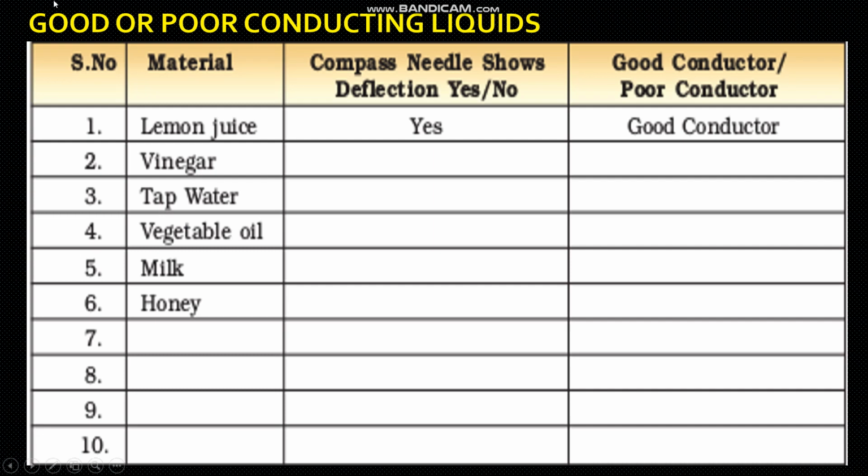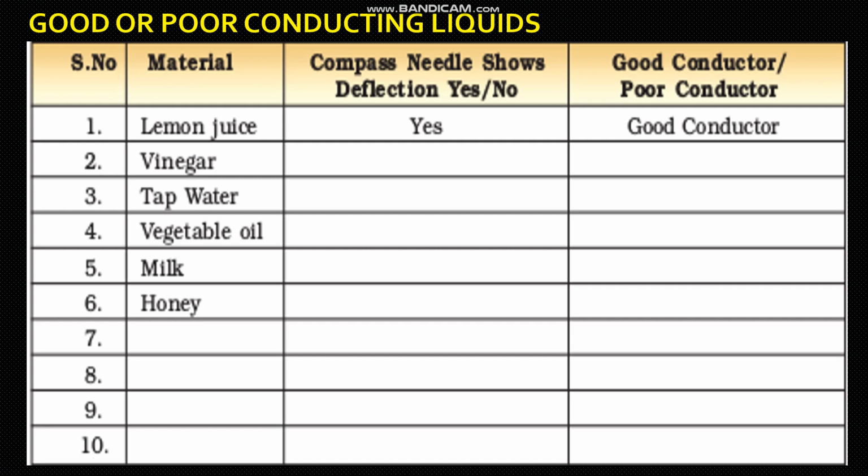So let us see. When we dip the free ends of the tester in lemon juice, we can see the compass needle shows deflection. That means it is a good conductor of electricity. If we dip the free ends of the tester in vinegar also, we can see a deflection in the compass needle. So vinegar is also a good conductor of electricity. Tap water also shows the same effect. So it is also a good conductor of electricity.